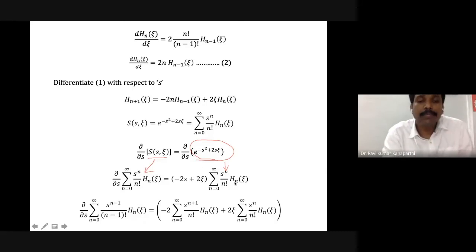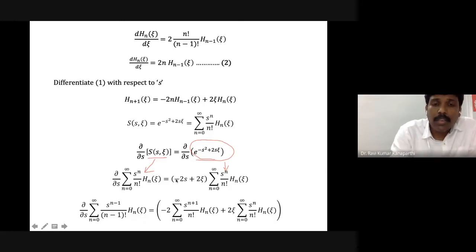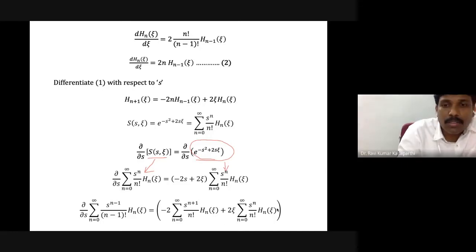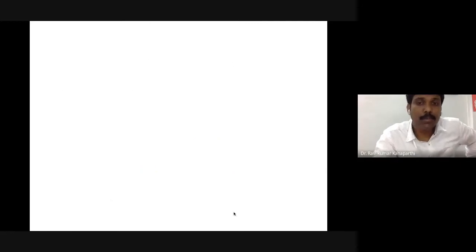On the right hand side, you split up the terms. Minus 2 is a constant, so you can write it outside the summation notation, and then s you can take inside the summation. Then this becomes s to the power n plus 1 by n factorial multiplied by hn of z, plus again 2z. You can write it outside or inside, it doesn't matter, because here you have s, but this is z, so it doesn't affect much. So you can keep it as such and proceed to the next step.